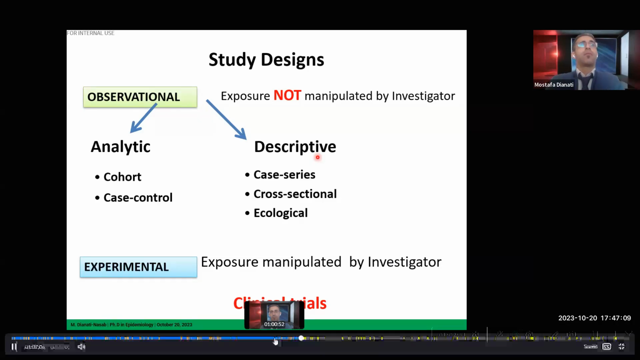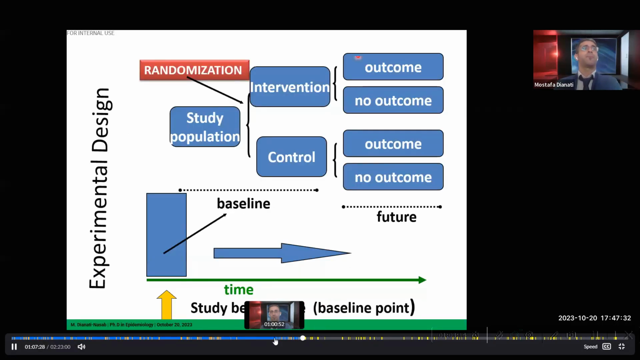Study design. Exposure not manipulated by the investigator. So we know that. It can be cohort study, case control study, case series, cross-sectional, or ecological studies. Exposure manipulated by you? Yes, this is an experimental study. So it means it's a clinical trial. For an experimental study, first at baseline, you have a study population. Then you will randomly allocate the participants to intervention or control.